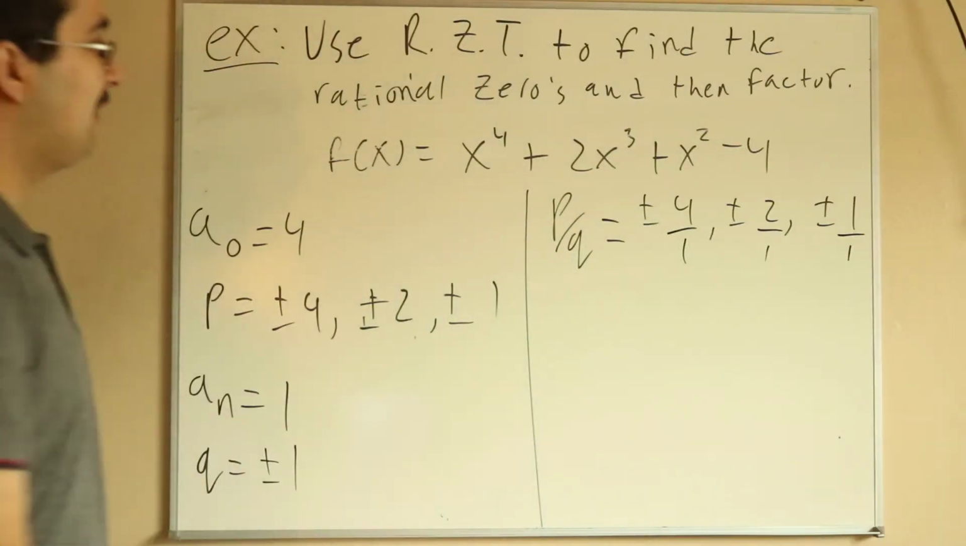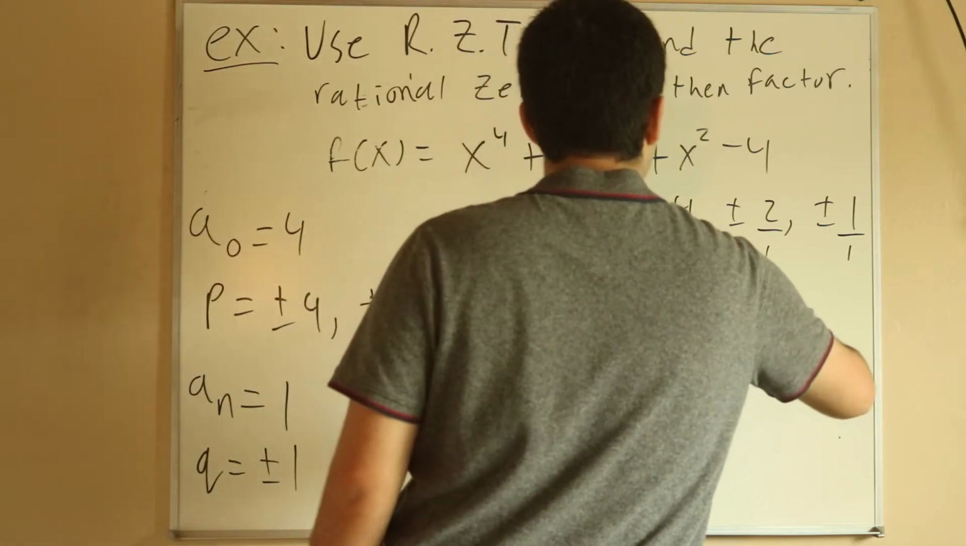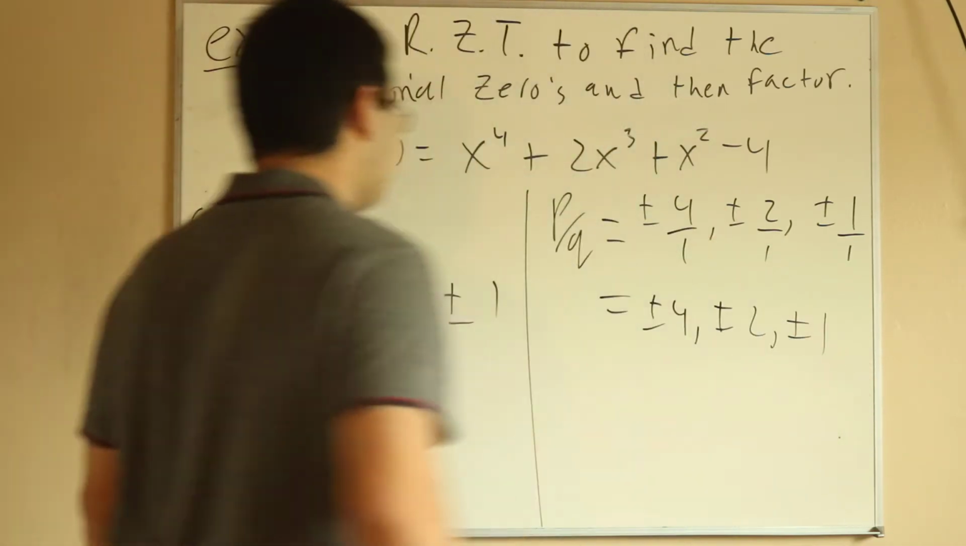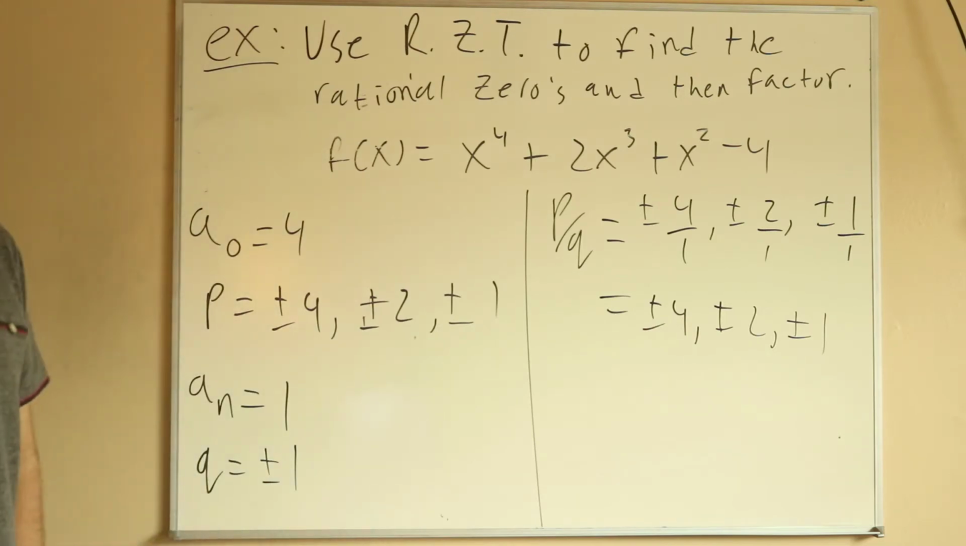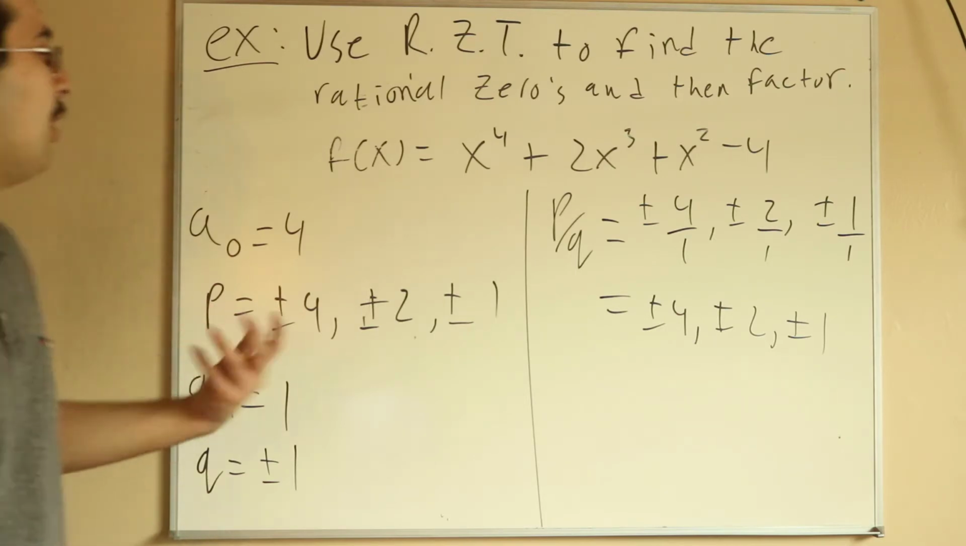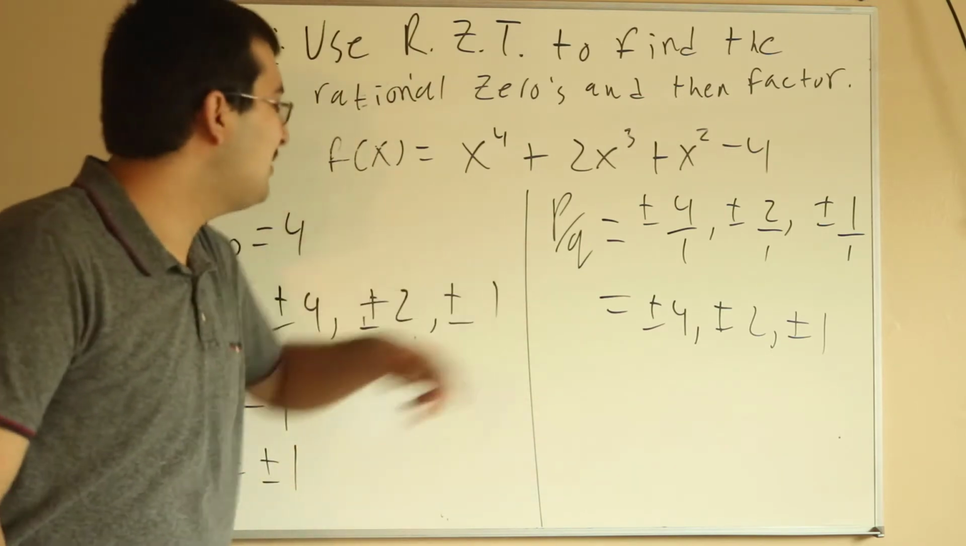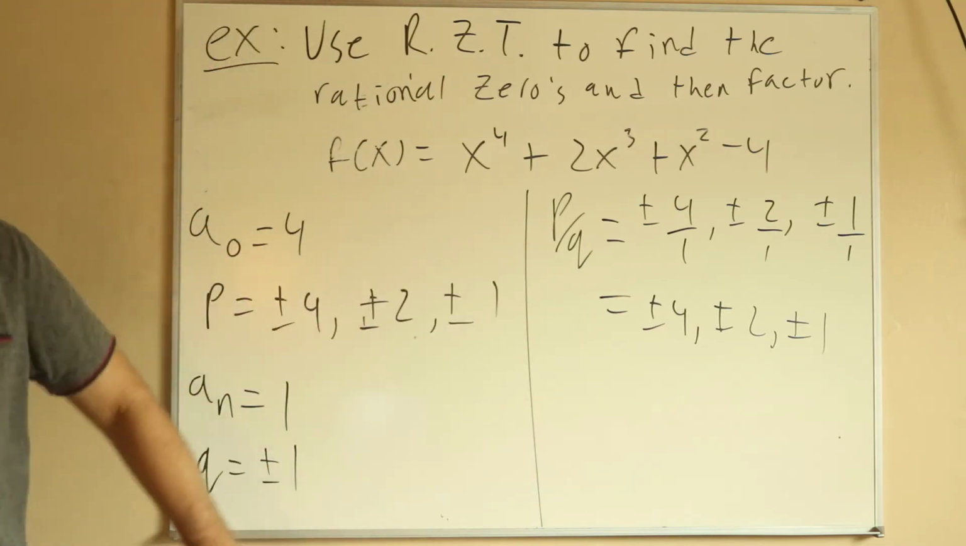And so that's simply going to give us the list plus minus 4, plus minus 2, plus minus 1. Now, I guess I should make a quick note. For our previous two examples, this whole step of making the list of all p's over q's was kind of redundant. And why was it redundant? Because we were always just putting them over 1 each time. So each time our list of p's over q's was simply just a list of p's.